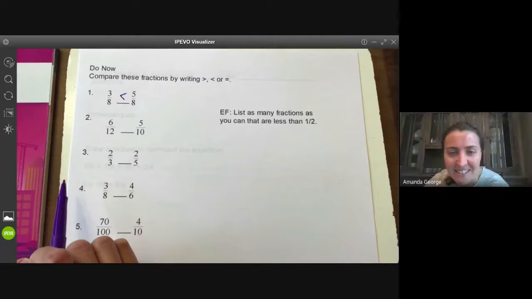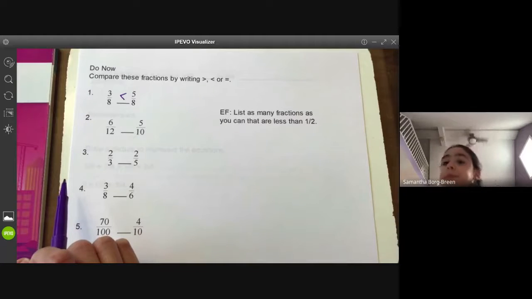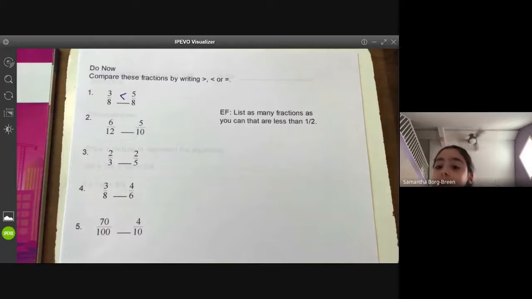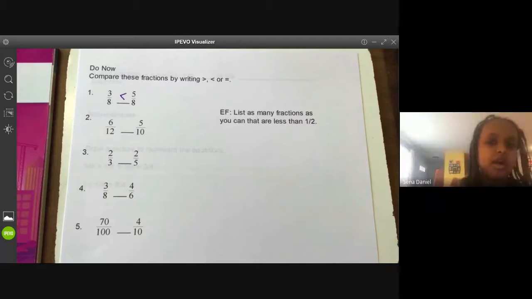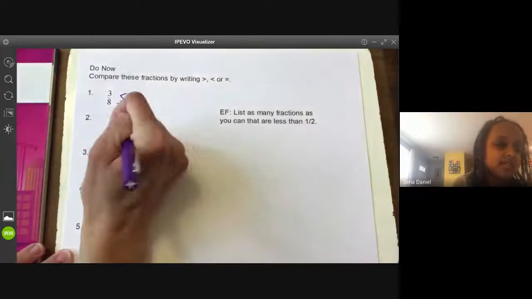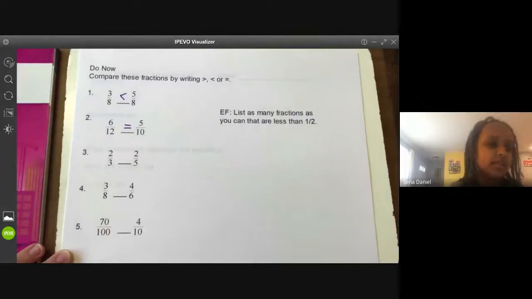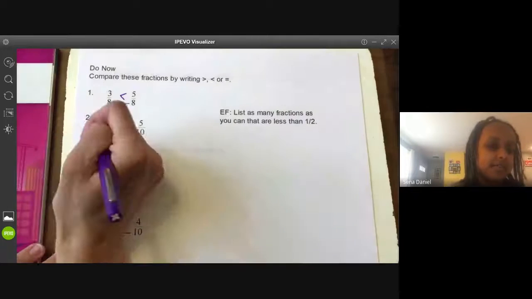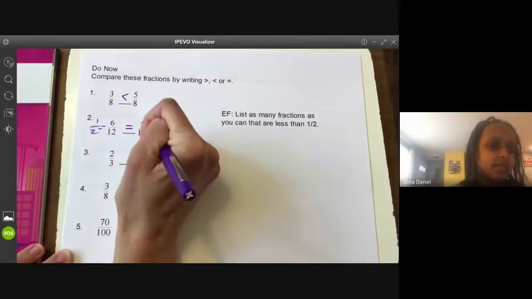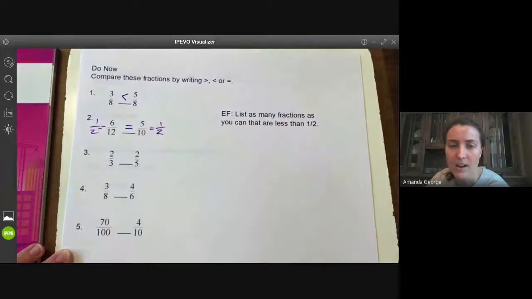Sure. Okay, raise a quiet hand. Samantha's going to call on you. Sana. So the second problem? Yes, please. 6/12 is equal to 5/10. Great. And how did you know that, Sana? Because 6/12 is equal to 1/2 and 5/10 is equal to 1/2. Beautiful. Using the power of, say it with me, the equivalent fractions rule.